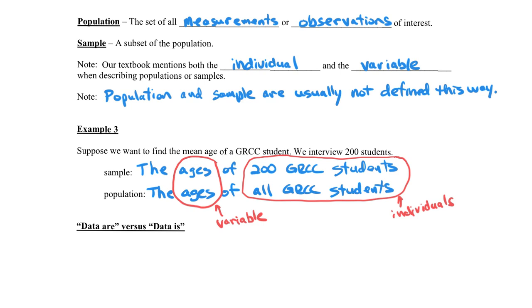And if there's a question about the sample or the population on a test or a quiz in our class, you can use either our author's variation here, which would be this and this for sample and population, or you can use a more traditional approach, which would be the sample is 200 GRCC students, population is all GRCC students. It's totally up to you.